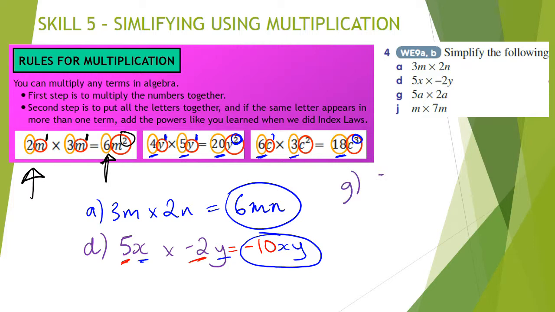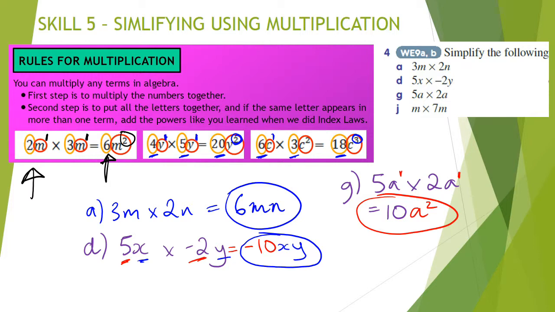The next question is G, 5a times 2a. We do the numbers, 5 times 2 is 10, and then we do the letters. We've got a to the power of 1 and a to the power of 1, so we'll finish with a squared. And that's our final answer.